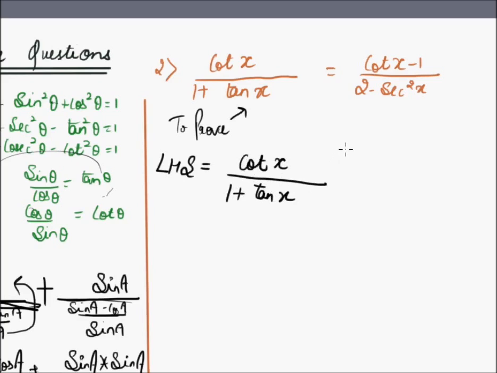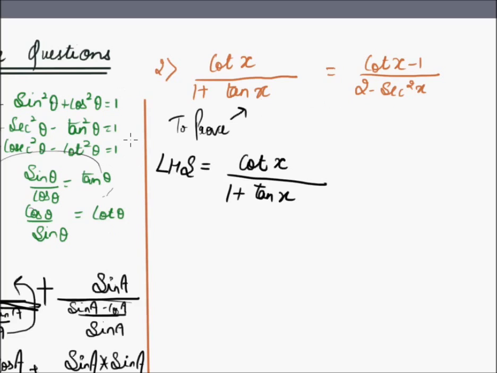Friends, if we compare the left hand side and right hand side, we have cotangent x at both the numerators. This conveys that we have to modify the numerator less. But on the other hand, in the denominator, here it is tangent x and here it is secant square x of the trigonometric ratios. So somehow we have to convert this tangent x into secant square x.